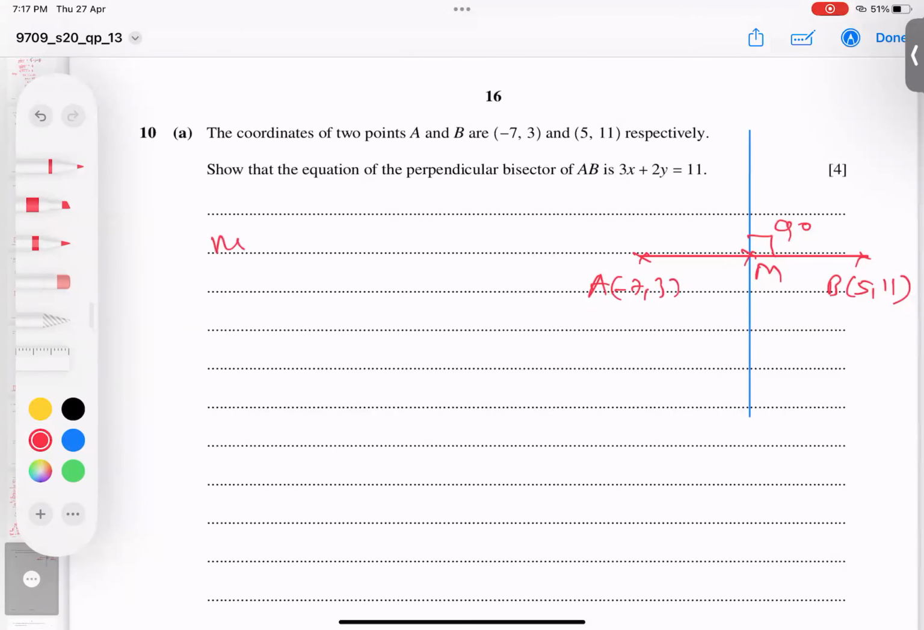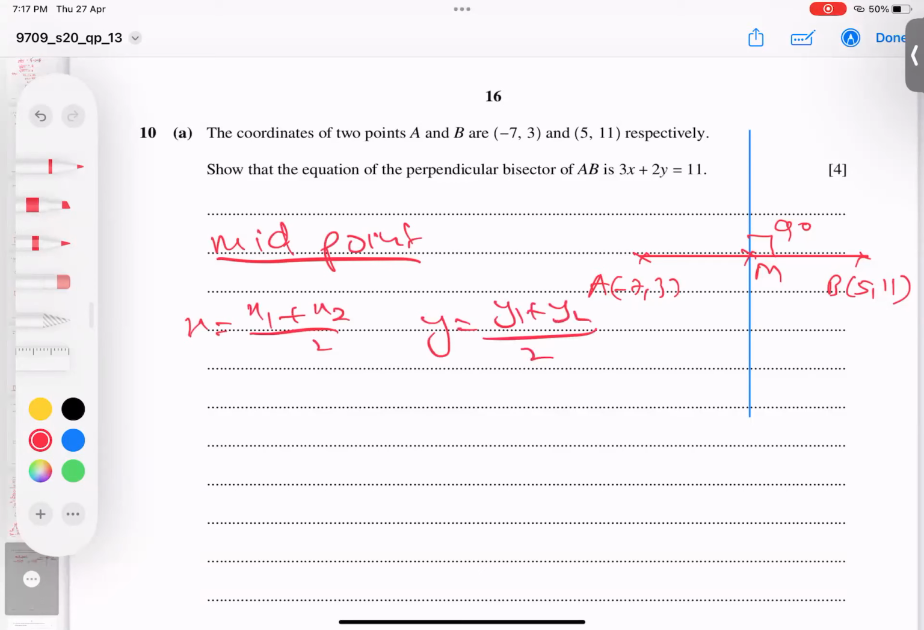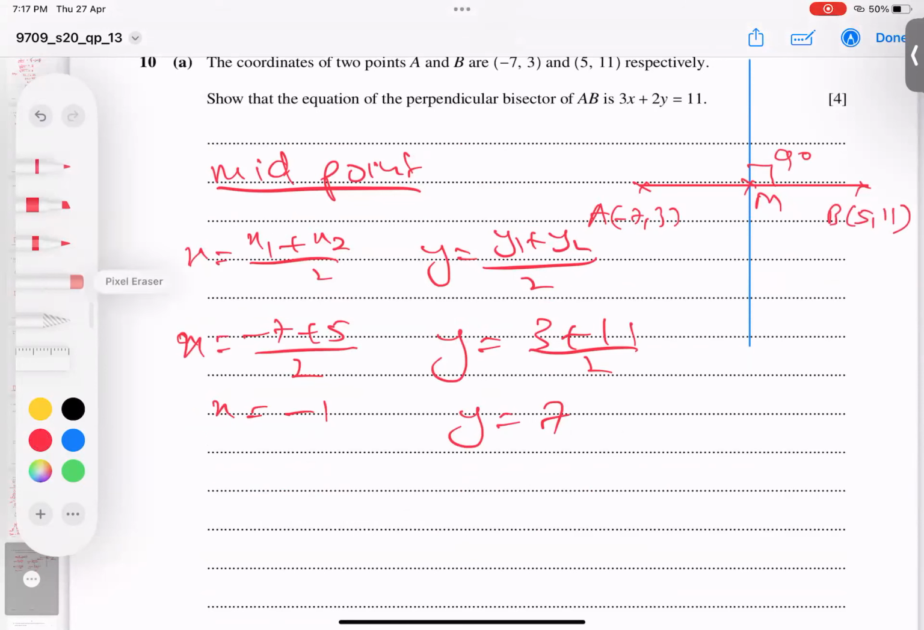So first of all, I'm looking for the midpoint. And what is the midpoint formula, students? x1 plus x2 divided by 2, and y1 plus y2 divided by 2. So I got this: -7 and 5, -7 and 5. So -7 plus 5, I got -1. And what is y? 3 plus 11, I got 14, divided by 2 is 7. So I got the midpoint, but now I'm going to find the gradient.